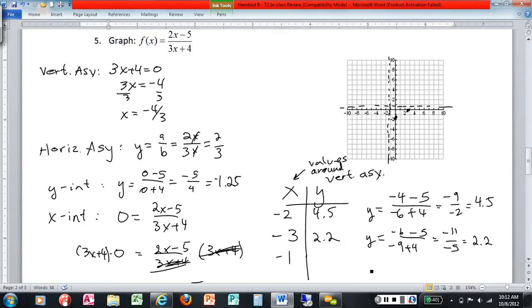What about when x is negative 1? Well, we'd have y equals, x is negative 1, so we have negative 2 minus 5 over negative 3 plus 4, and that's a negative 7 over positive 1, which is negative 7. When x is negative 1, y is negative 7. Yeah, so that'll tell us a lot about what's happening here. At negative 2, I'm at 4.5. Right there. At negative 3, I'm at 2.2. Right there. And at negative 1, I'm at negative 7. Right there.